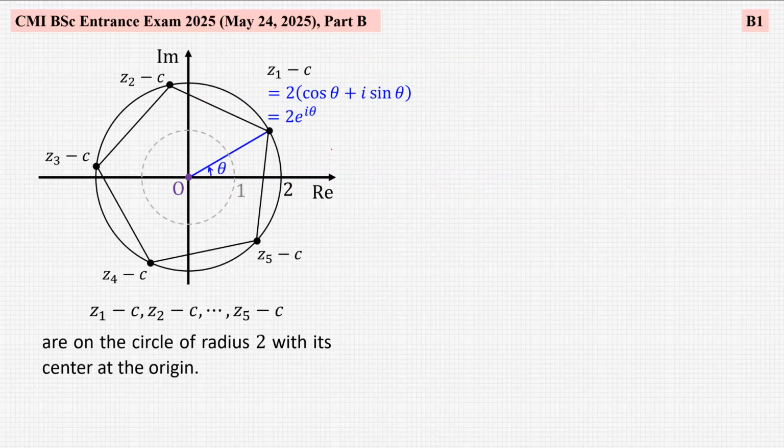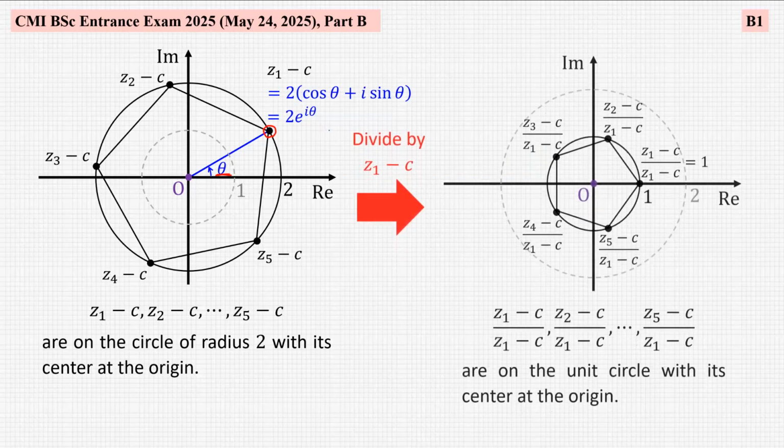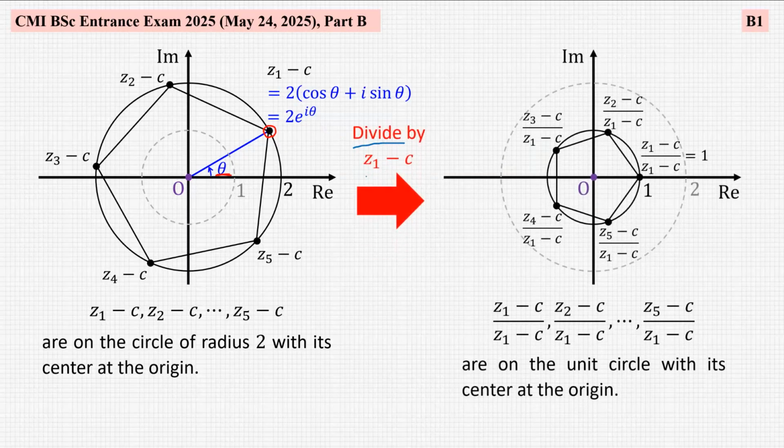So back to the previous setting. Suppose that z1 minus c has an argument of theta, so that z1 minus c can be expressed as 2 times cosine theta plus i sine theta, or 2 times e to the power of i theta. Then, if we divide everything by z1 minus c, 2 things happen. First, the radius of the circumcircle of the regular pentagon shrinks to 1 because we divide by the absolute value of z1 minus c, which is 2.